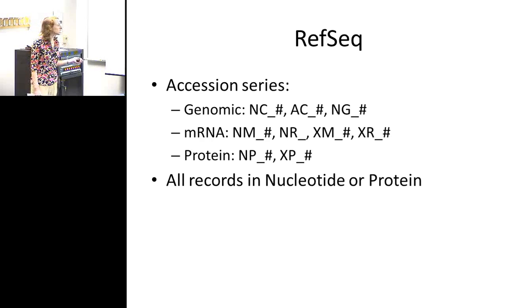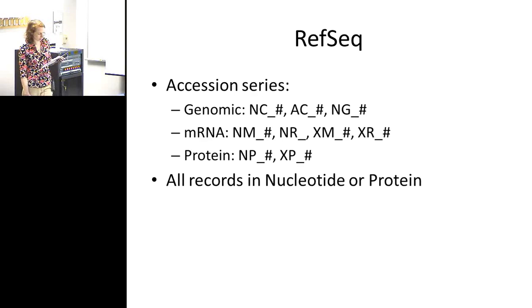All records that are in RefSeq also end up in either nucleotide or protein. So in most instances, you don't actually need to search RefSeq directly. You could just search in nucleotide or protein. So remind me about the N and the X, for example, in the protein of the X. Is that predicted? Yeah, yes, exactly.